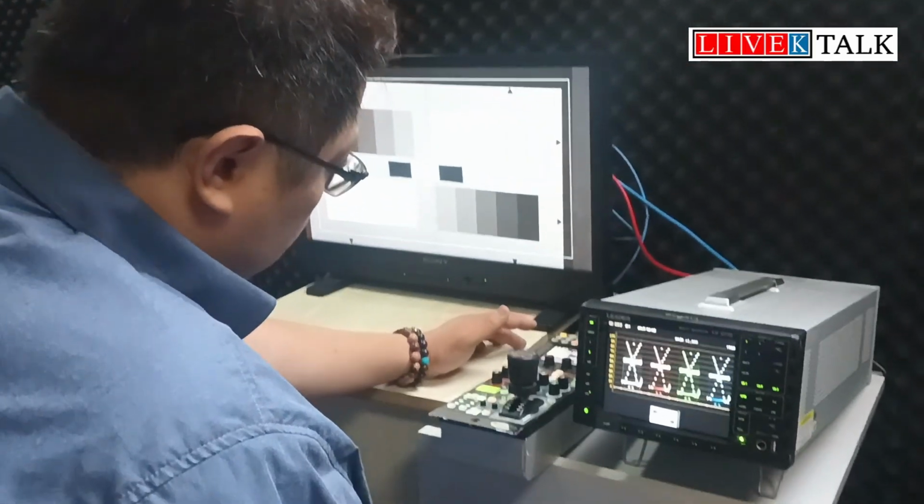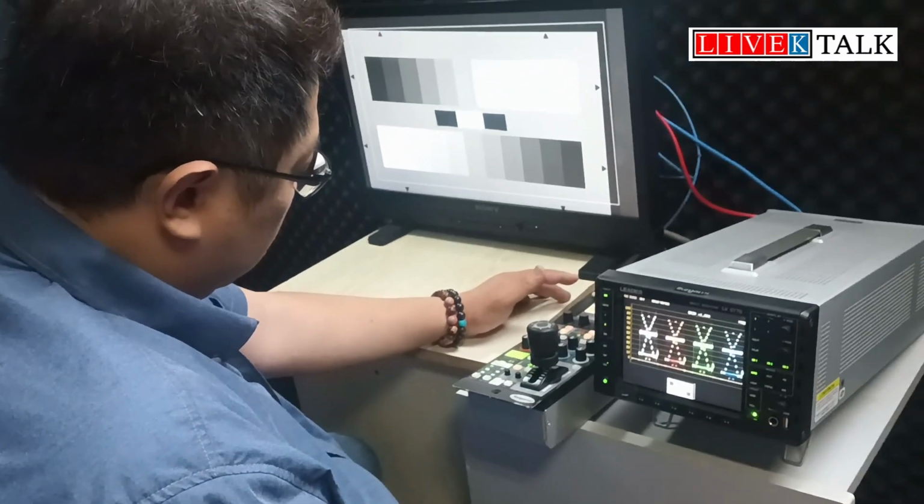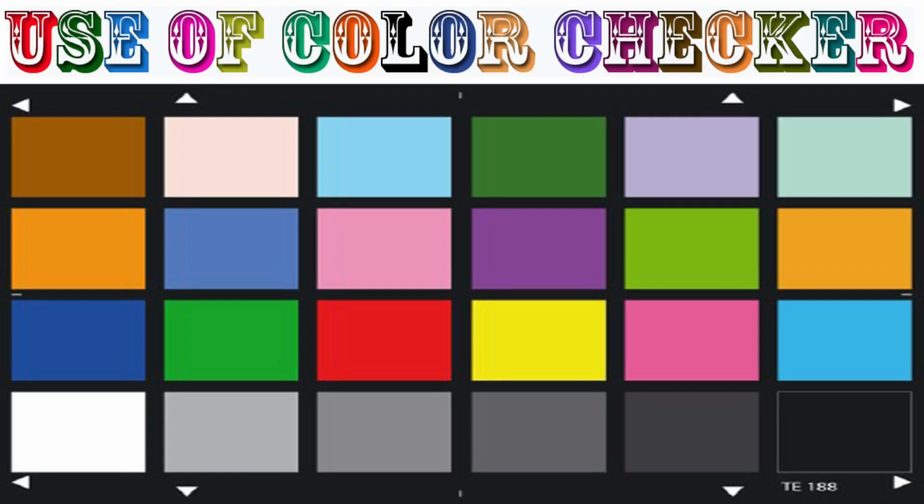In my previous video, I explained how to do perfect white balance using a gray chart. Those who have missed this video, kindly click on the link given in the description box. Now in this video, I will explain how to do perfect color balance of your camera using a color checker.